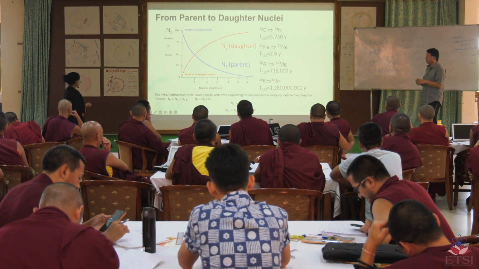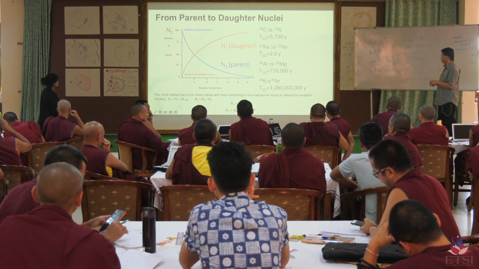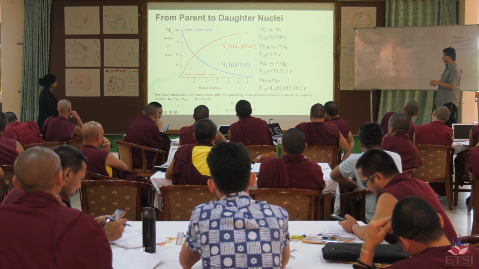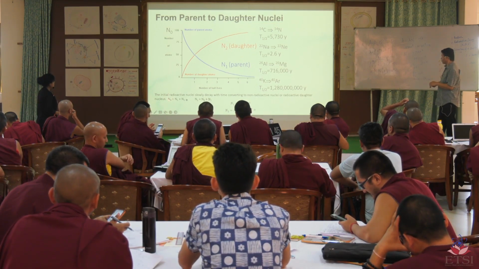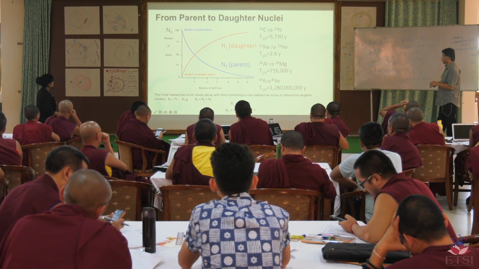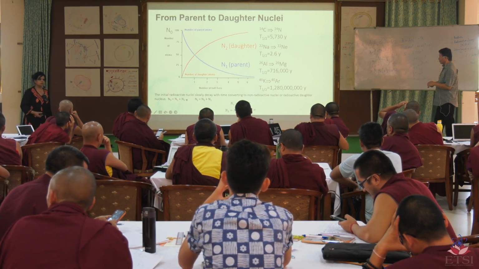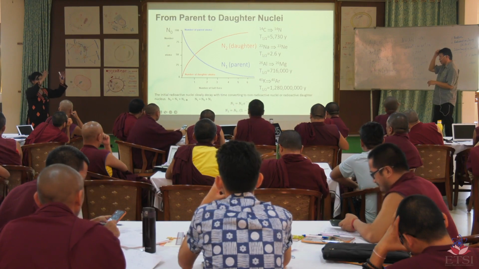So now we will do, okay, so this is N1, I am taking it for parent, N2 for daughter in red. So can I write initial number of atoms is equal to N1 plus N2? Because whatever is decaying, that much is accumulating as well, right?